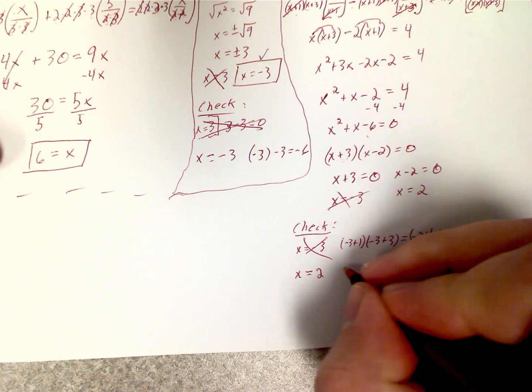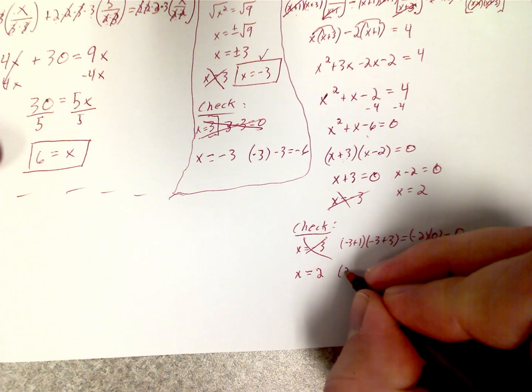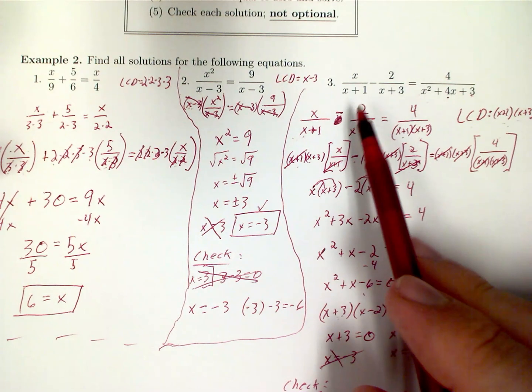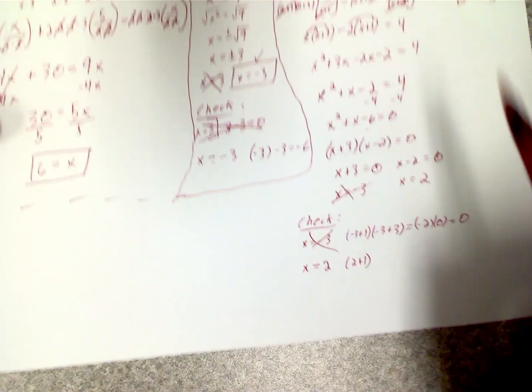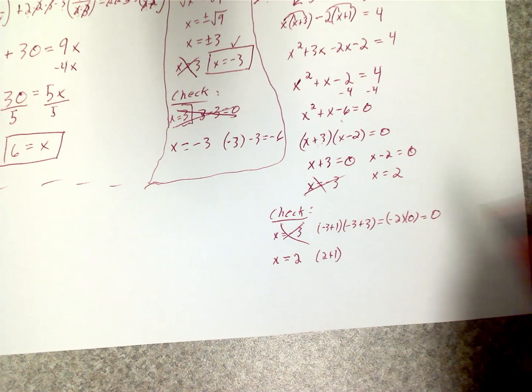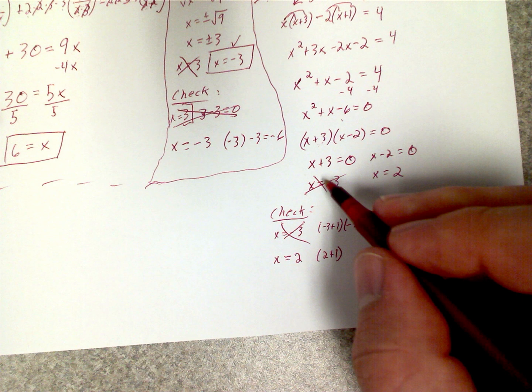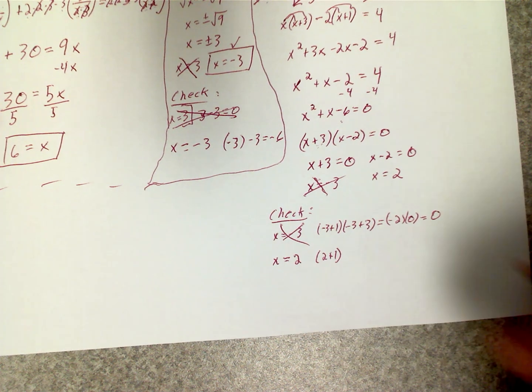So x equals 2, let's try that. 2 plus 1, again, I'm just checking this. You can just check it directly into these. It's usually fine. But you do have to check it somehow. You don't have to necessarily physically show the work, but you do need to indicate this, because otherwise you may have an extraneous solution.